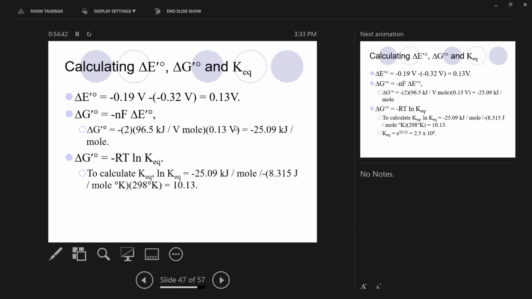My delta E equals minus 2. Oh, here. Yeah, I just put it there so you can see they cancel.